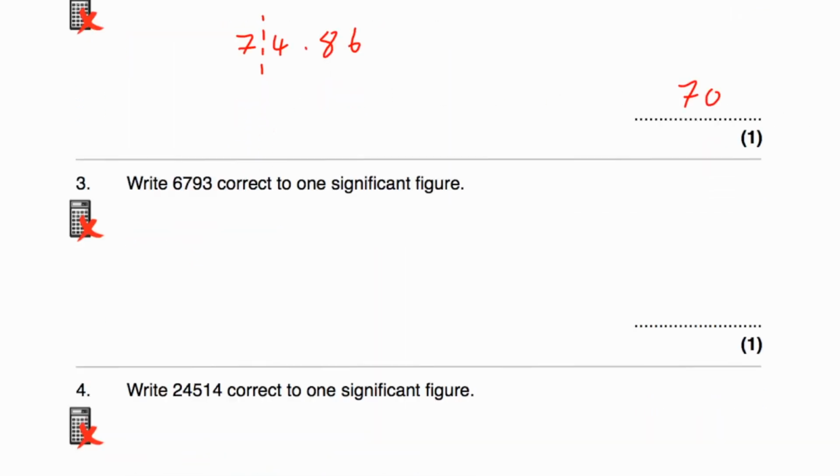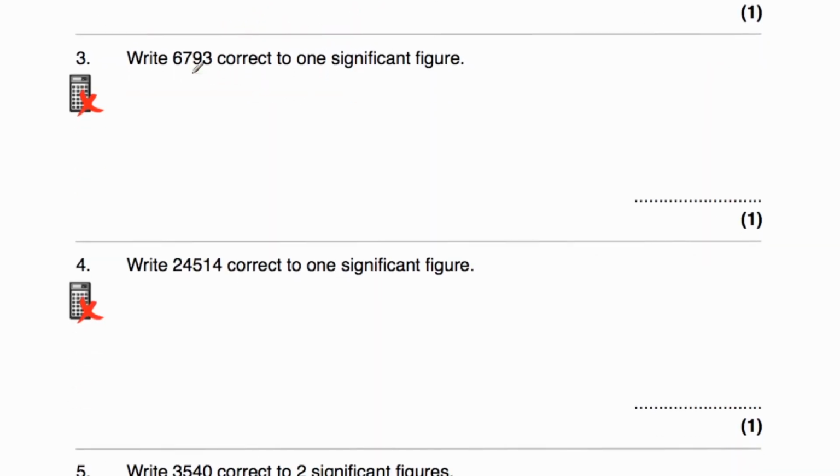Okay, let's look at our next question, question number 3. Question number 3 says round 6,793 to one significant figure. Our choices will be either 6,000 or 7,000 because we want one digit followed by zeros. Because it's 6,793, that's much closer to 7,000 than it is to 6,000, so the answer would be 7,000.